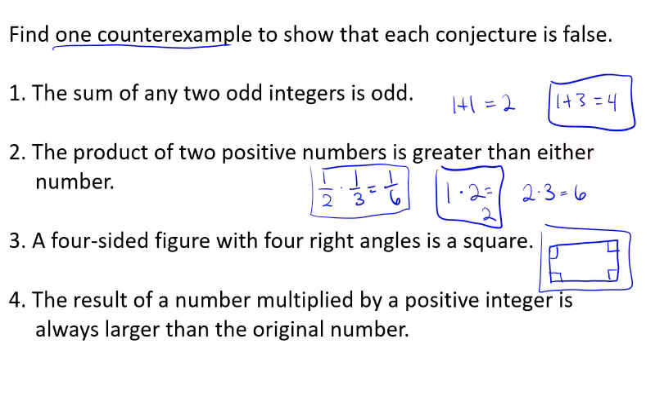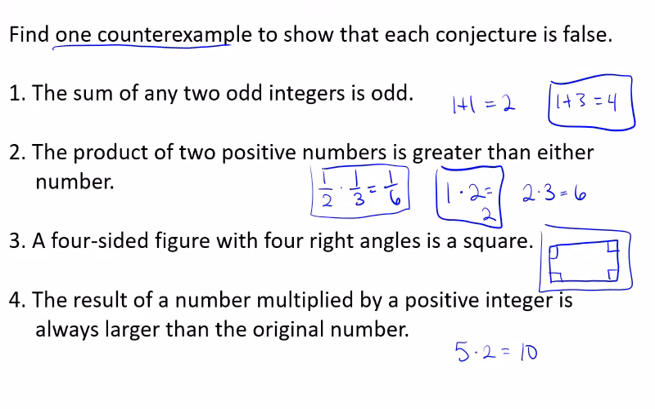Number 4, the result of a number multiplied by a positive integer is always larger than the original number. All right, and that's one that's true a lot of the time, right? Like if I have a number, let's say 5, and I multiply by a positive integer like 2, then it becomes bigger, right? I get 10, or 5 times 3, or 7 times 4.